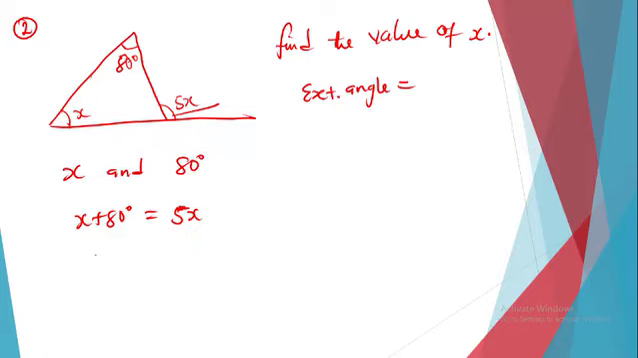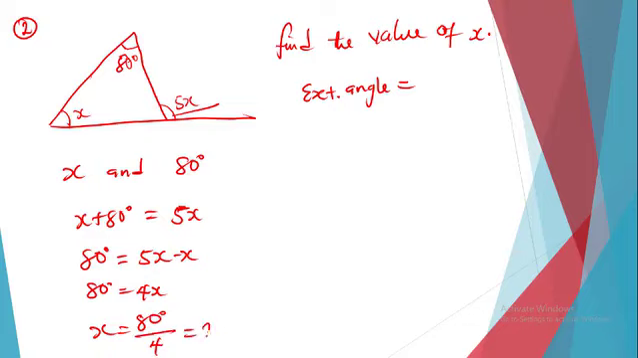Now with that knowledge, we have 80 degrees to be equal to 5x minus x. So 80 degrees is equal to 4x. X then is equal to 80 divided by 4, which will give us what? 20 degrees. So if x is 20 degrees, it therefore means that we then have our values here to be 20, and then here will be what? 20 times 5, which is equal to 100 degrees.